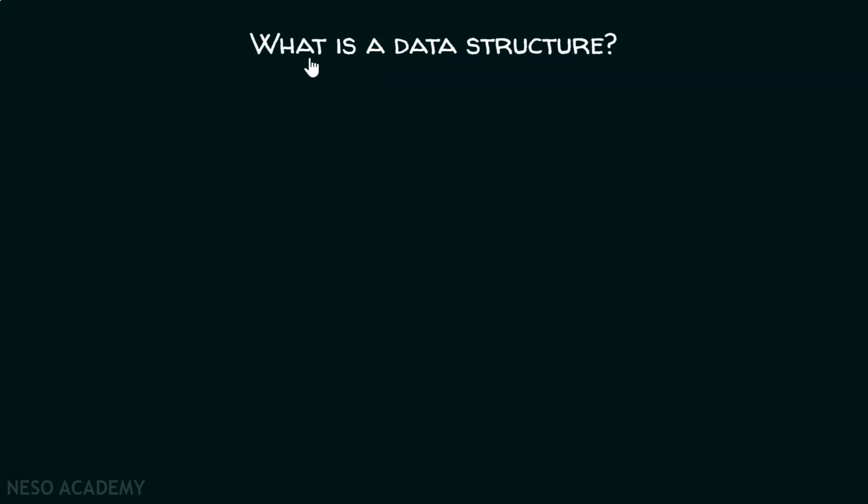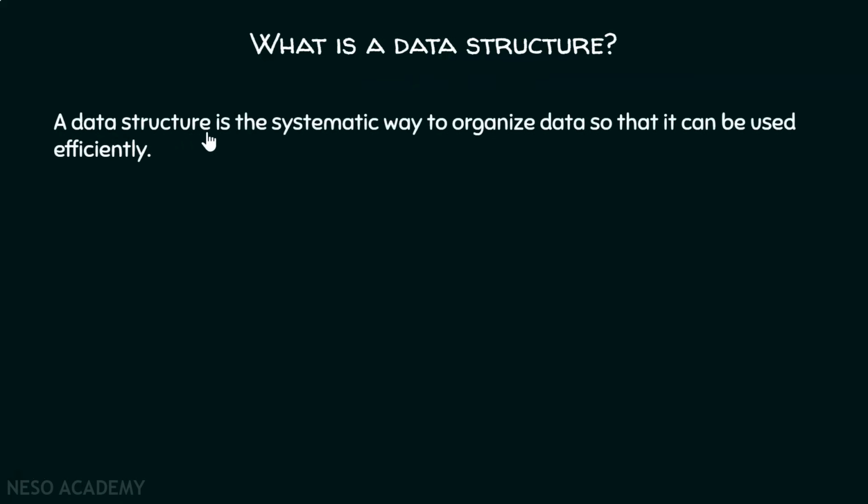Now let's understand what a data structure is. A data structure is the systematic way to organize data so that it can be used efficiently. So organizing the data in such a way so that we can use it efficiently is what data structure is all about. We are arranging the data, we are organizing the data, we are managing the data in such a way so that we can use it efficiently. When I say efficiency, I mean in terms of time as well as space.